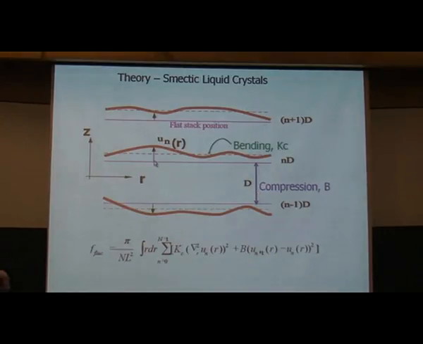The measure we put on it here is the deviation from the mean position, u of n of r. And I've already shown you this term here. This is the bending modulus energy. This is an energy that has to do with the compression modulus. So the difference between the deviation here and the deviation here gives you a term that comes in harmonically with a so-called B, or compression modulus. So that's the smectic liquid crystal theory that in fact gives rise to the diffuse scattering. Here's the KC and here's the B, the two phenomenological moduli. This is the one I focused on earlier.